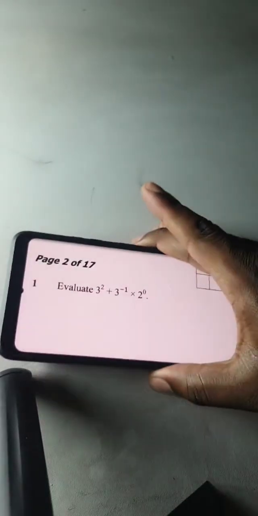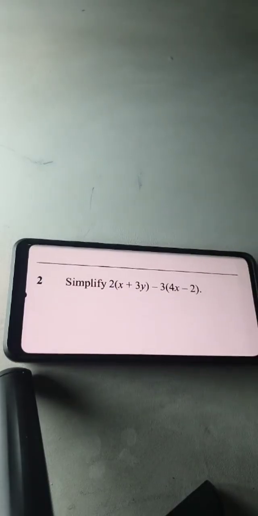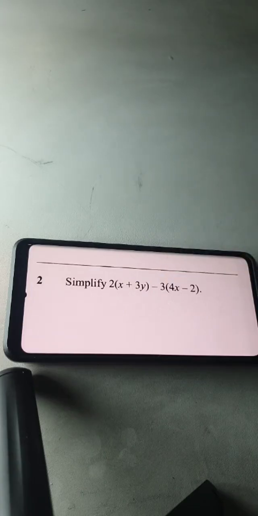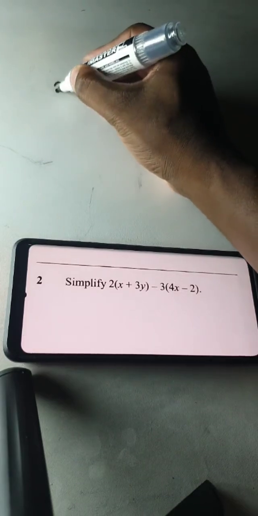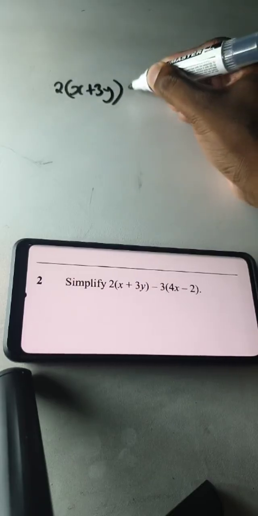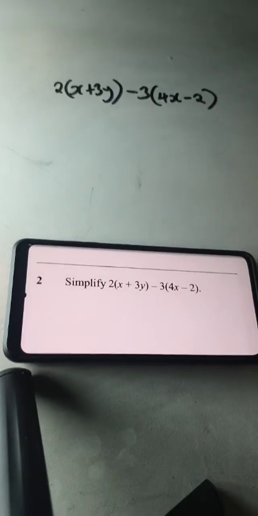Question number 2, ladies and gentlemen, is saying simplify. So let's get to that. How do we simplify such an expression? This is an algebraic expression. So now how do we simplify it? We have 2 open bracket x plus 3y close bracket, minus 3 open bracket 4x minus 2.